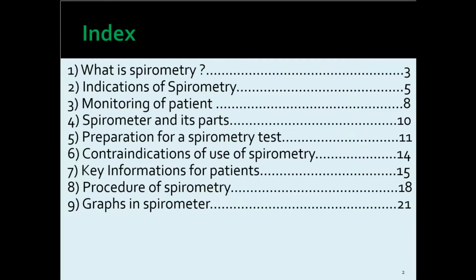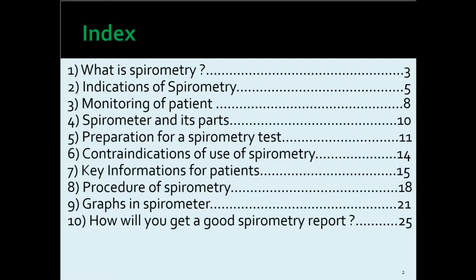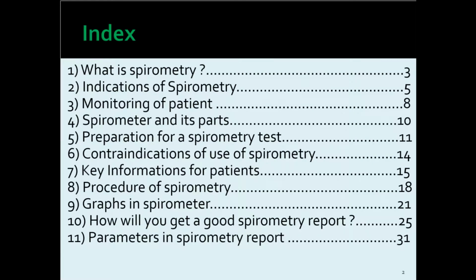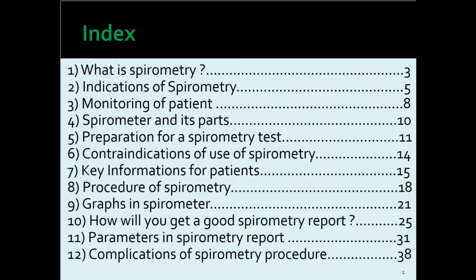9. Graphs in spirometer. 10. How will you get a good spirometry report? 11. Parameters in spirometry report. 12. Complications of spirometry procedure.